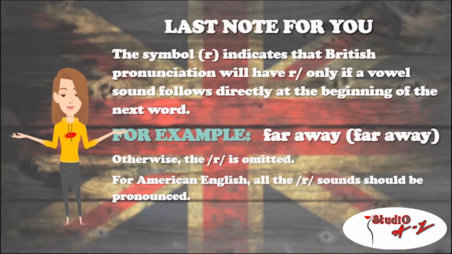And the last note for you is that the British pronunciation will have an R sound only if a vowel sound follows directly at the beginning of the next word. For example, far away. Here the first word far has R at the end and the next word away has A, which is a vowel, at the beginning. That is the reason the R would be a sounded one. Far away. Otherwise, the R would be omitted. But on the other hand, for American English, all the R sounds should be pronounced. So this is the difference between British accent and American accent in case of R.